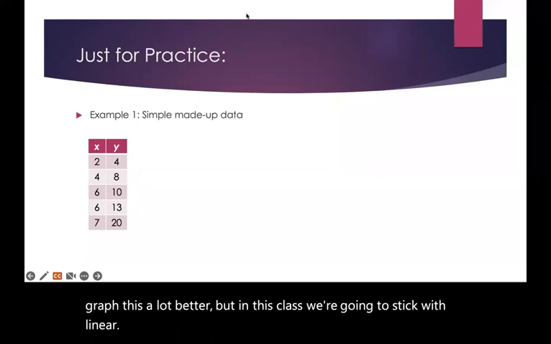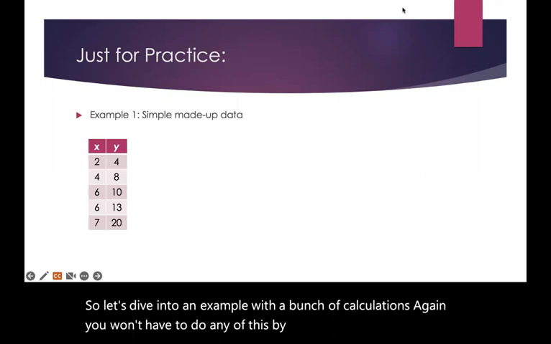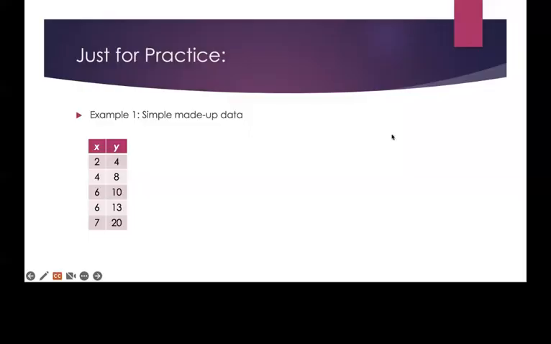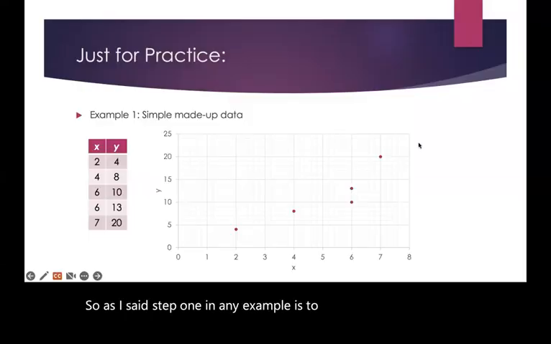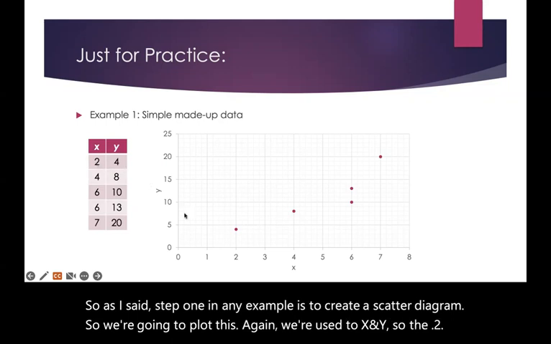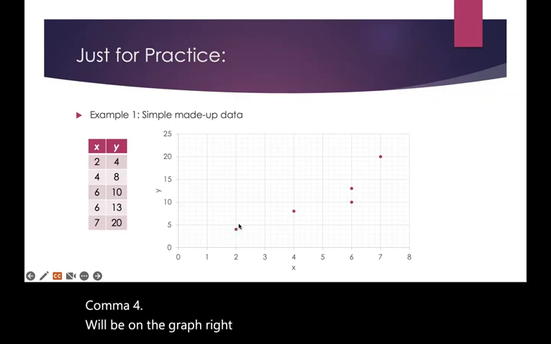Okay, so let's dive into an example with a bunch of calculations. Again, you won't have to do any of this by hand, but I want you to see where these values come from and how it relates to what we've already done. So as I said, step one in any example is to create a scatter diagram. So we're going to plot this. Again, we're used to X and Y. So the point (2, 4) will be on the graph right here.